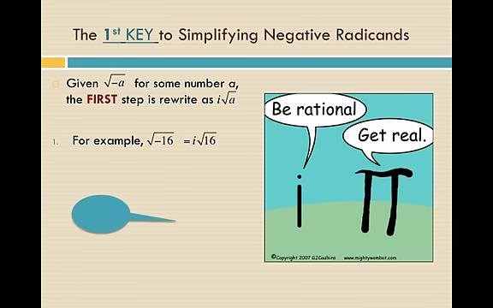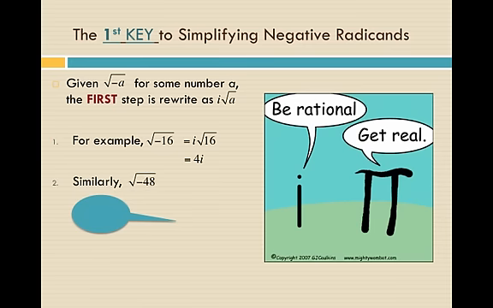First thing I want to do is pull out an i and write it as i times the square root of plain old normal 16. Then I can ask, do I know what the square root of 16 is? Absolutely, it's 4i. Let me step through this one more time. Given the square root of negative 16, my first step was to rewrite it as i times the square root of 16, and then I concerned myself with simplifying the square root of 16.